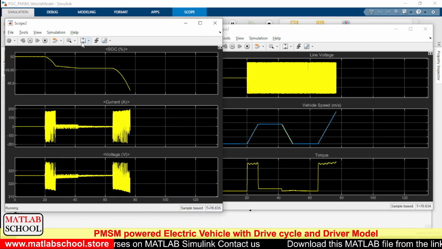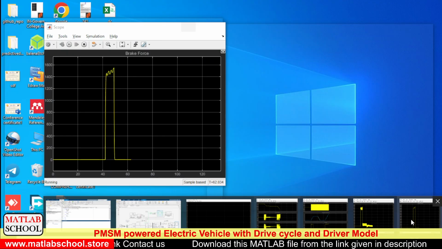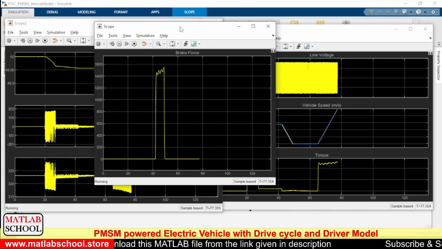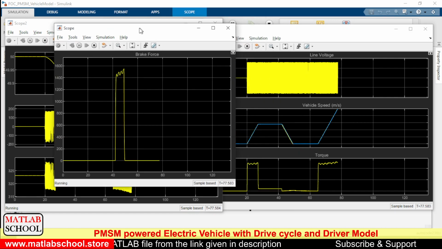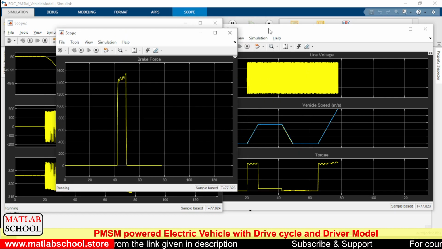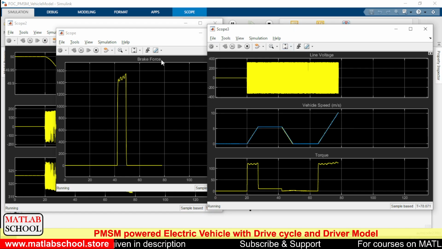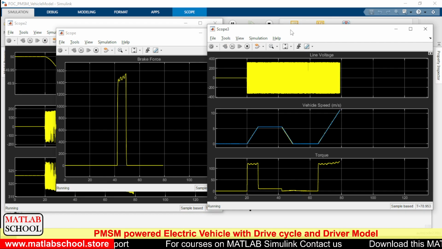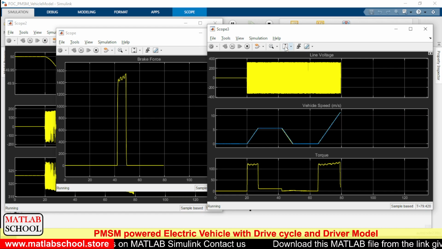So let us wait. So let me open the brake force as well, so that we can get a very good idea about the response of the braking system in the vehicle. So in a while the vehicle speed will reach the flat profile. So I think it has reached the flat speed profile.